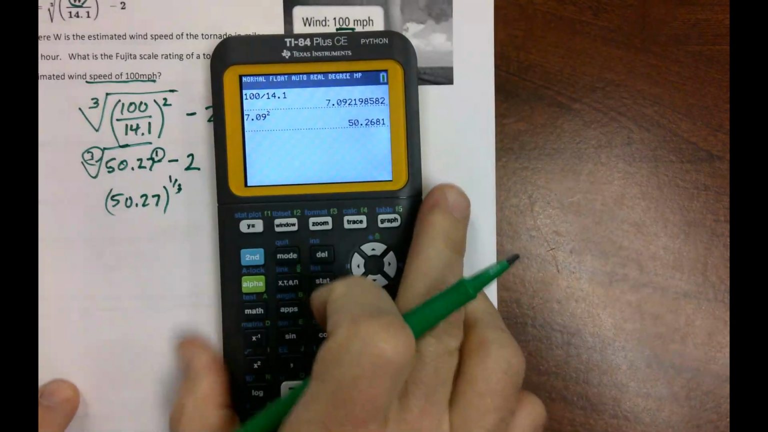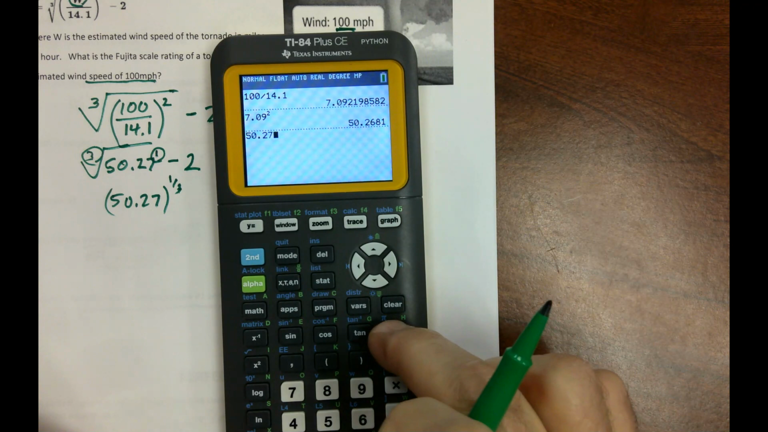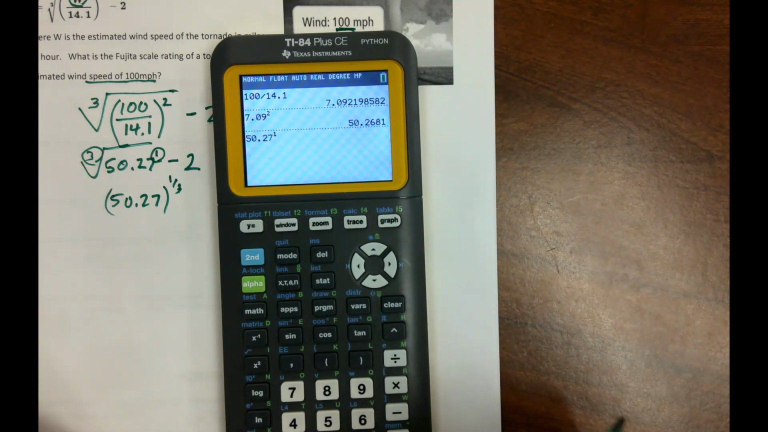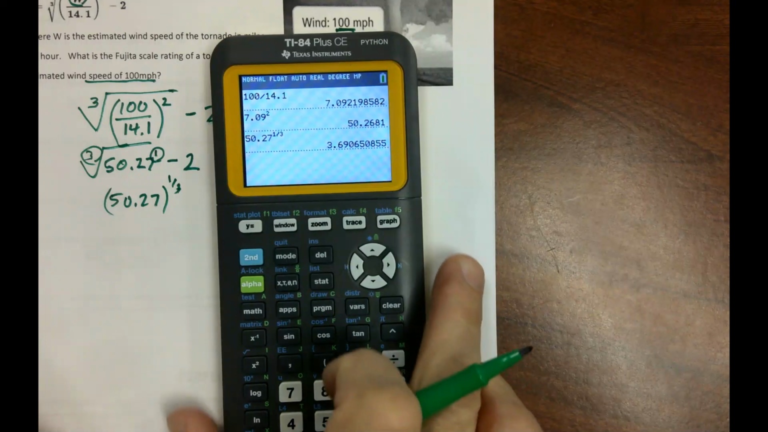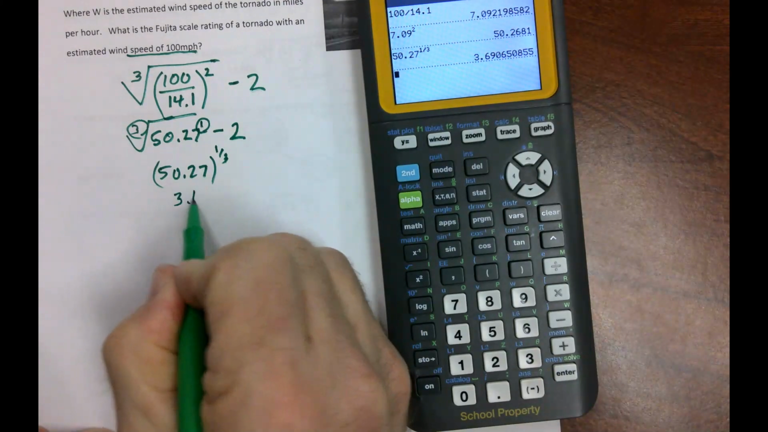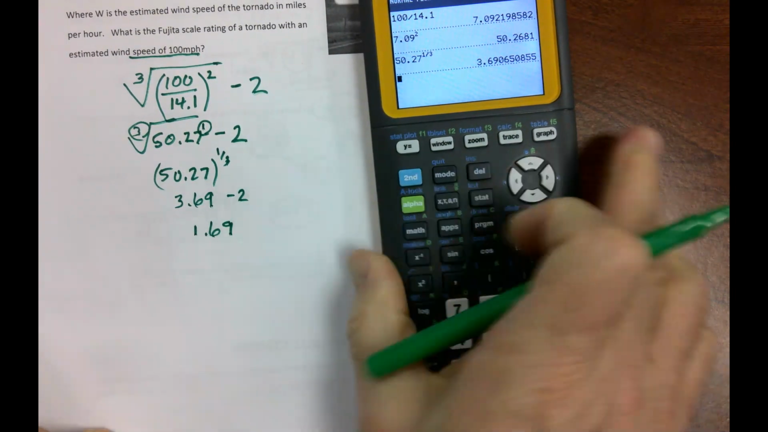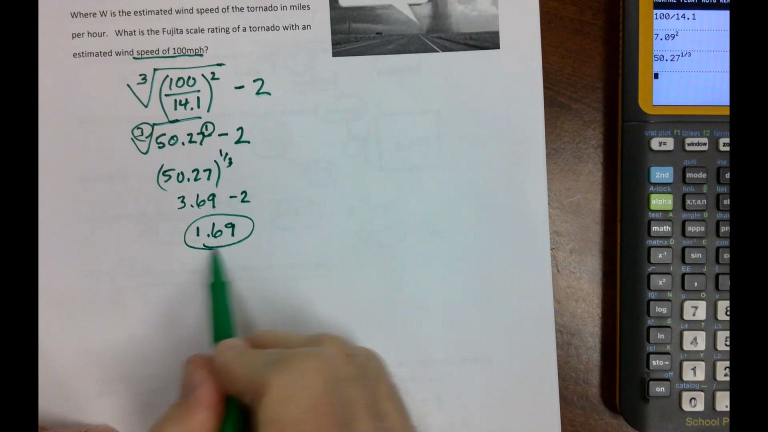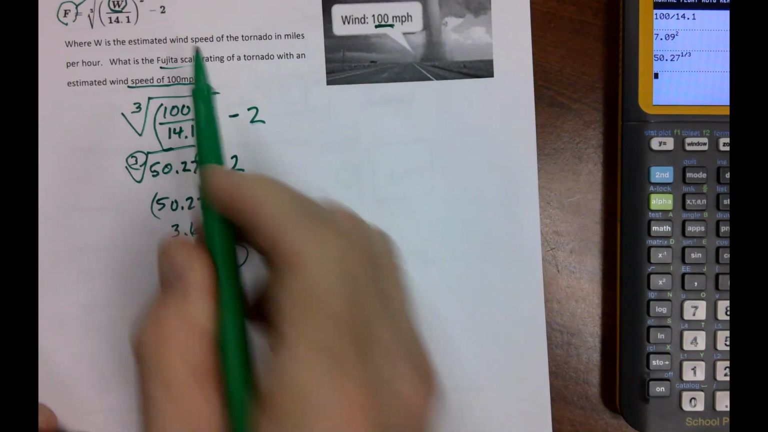And here's how I'm going to do that. 50.27 raised to the 1 divided by 3 power, and I'm going to hit enter, 3.69. Now there's different ways to do that, but that's 3.69 minus 2, so 1.69, and that's kind of like a Richter scale. I don't know if you remember that, but there's Richter scale and Fujita scale.